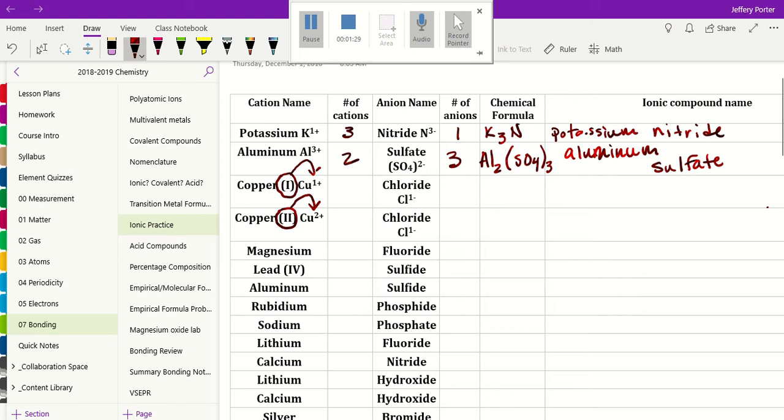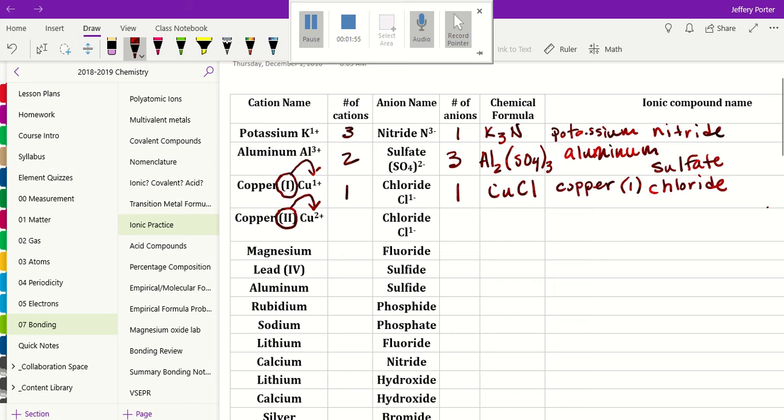So, how many copper +1s do I need to cancel out with my chloride? 1 and 1. Your formula? CuCl. What's the name? Copper 1 chloride.